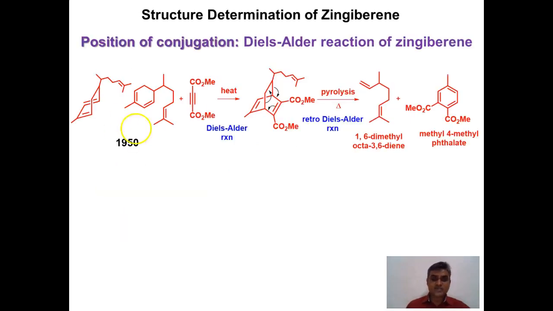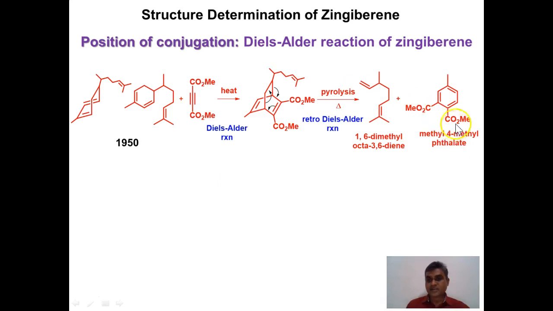Now once the gingiberine structure is proved, let us see the Diels-Alder reaction. We have said that it participates in a Diels-Alder reaction. It forms an adduct, and a similar reaction was reported in the literature in 1950. Gingiberine can be rewritten in the form of a butadiene format. Butadiene reacts with this acetylene here, and we get a bicyclic system in a reaction called a Diels-Alder reaction. And this Diels-Alder adduct undergoes a retro Diels-Alder reaction under reflux conditions. On heating under pyrolysis, it undergoes a retro-Diels-Alder reaction, and we get here methyl 4-methyl phthalate.